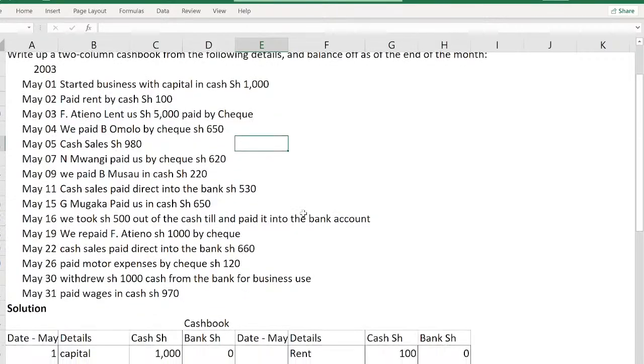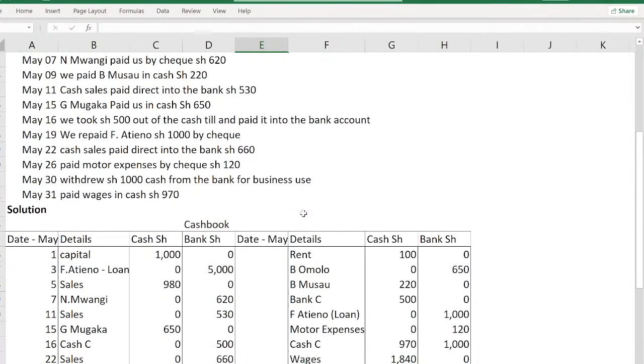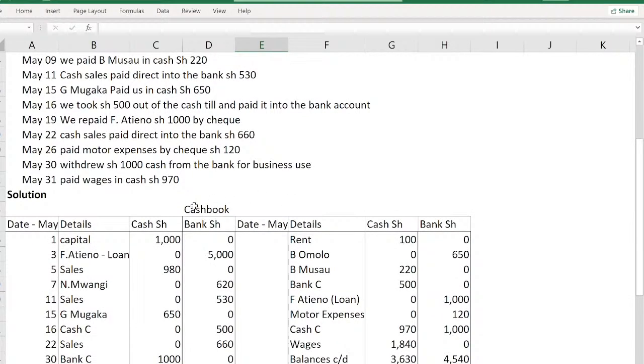I think you have copied. So let's do the solution. This is the format. We have the cash book. We need to have the details: the date, the details, the cash in hand and the cash at bank. This is the debit side. On the credit side, you have the date, the details, cash and bank. Those are the two. We are combining the cash in hand and cash at bank.